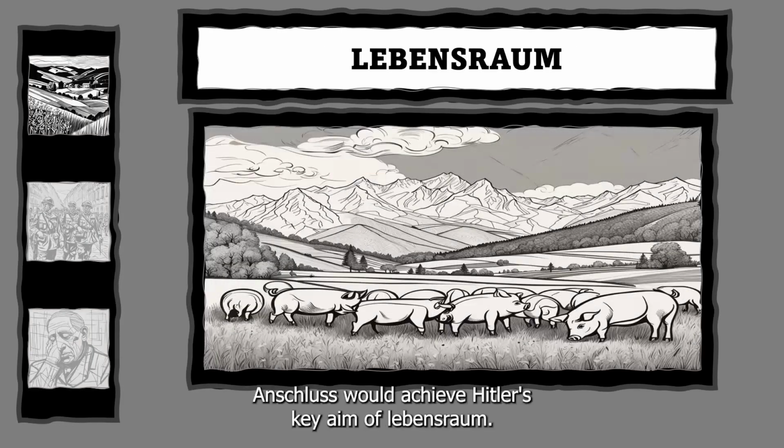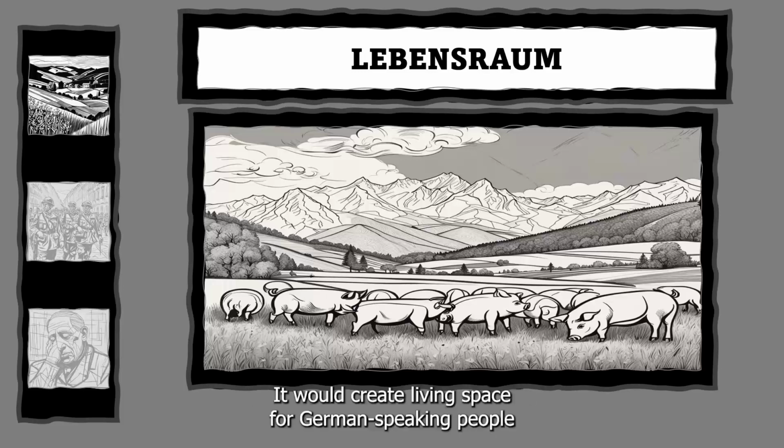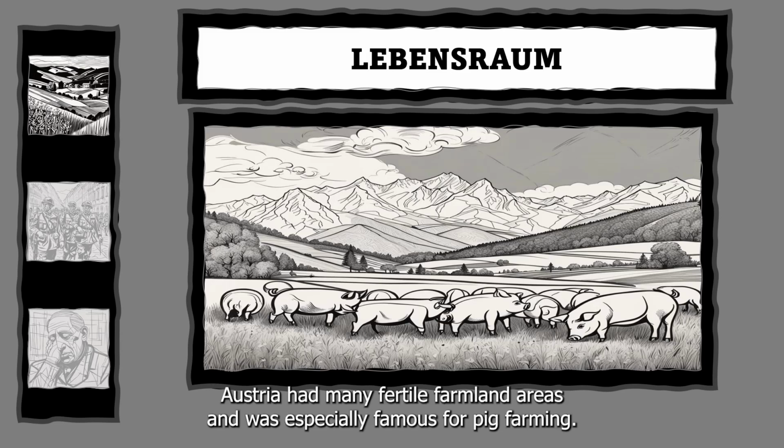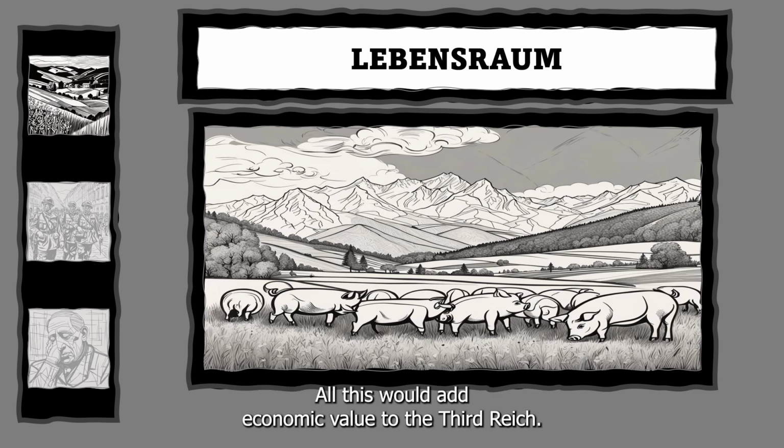In addition, Anschluss would achieve Hitler's key aim of Lebensraum. It would create living space for German-speaking people on both sides of the border. Austria had many fertile farmland areas and was especially famous for pig farming. All this would add economic value to the Third Reich.